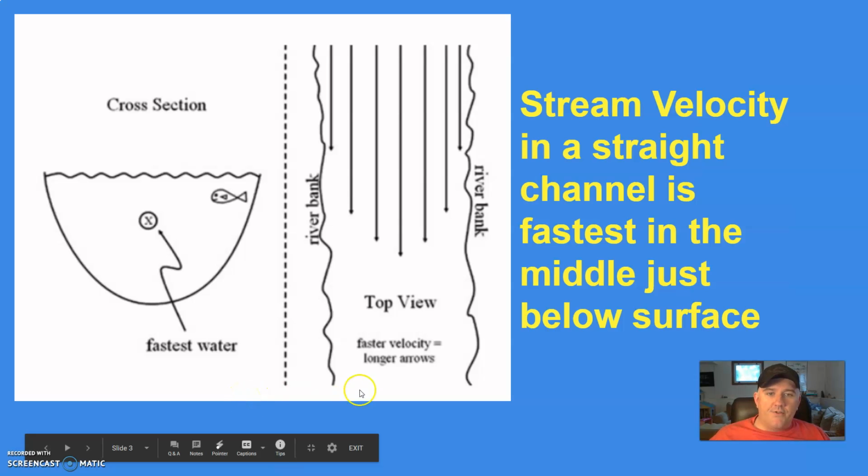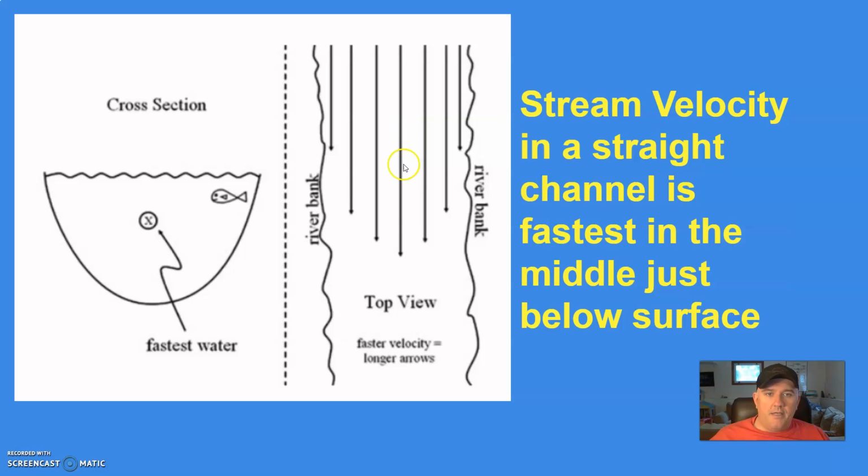Looking at the velocity of a straight channel here, we can see the speed is fastest in the middle. That's because the edges are where the water is making contact with the sides of the riverbank and slowing down.